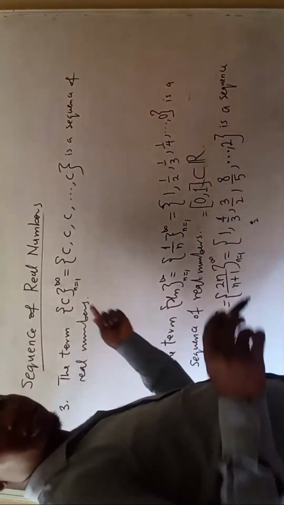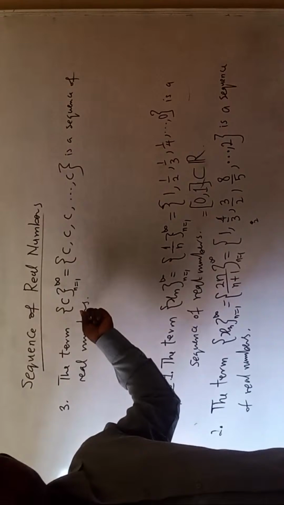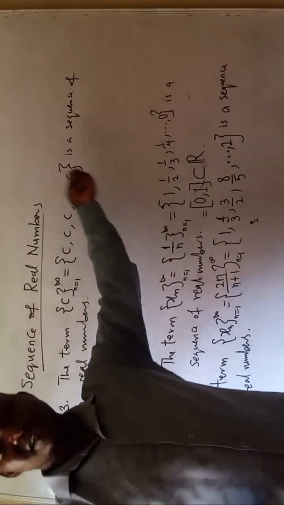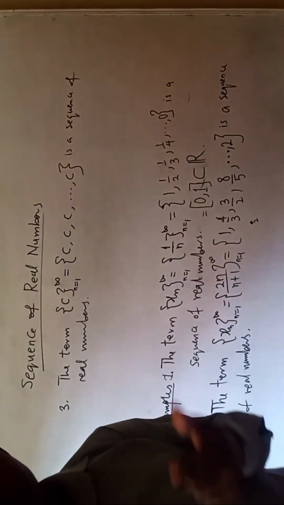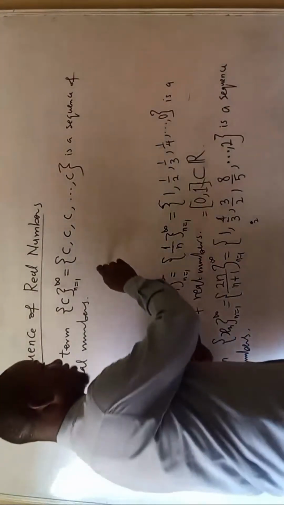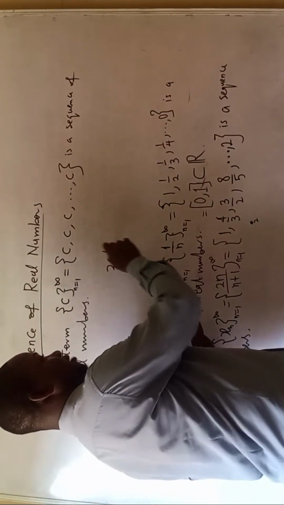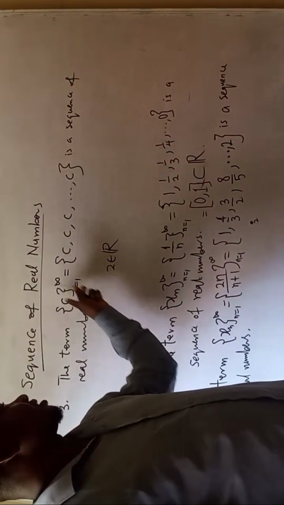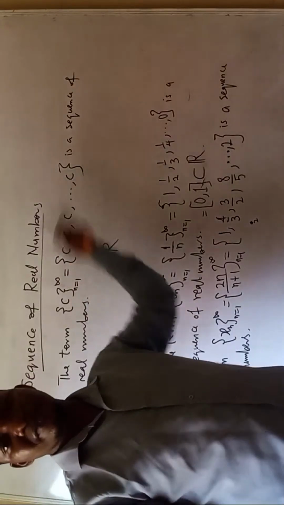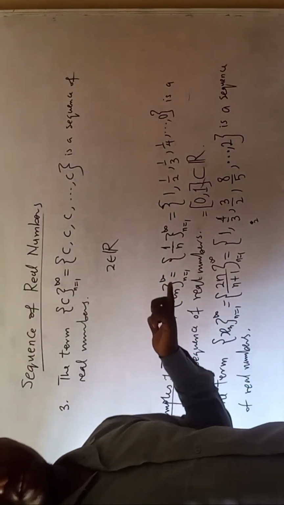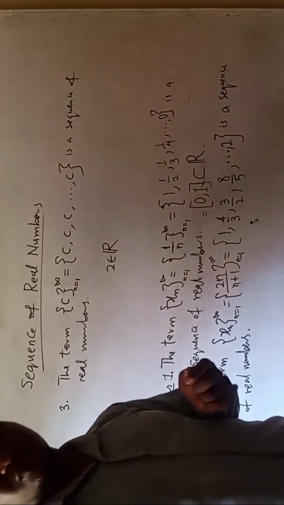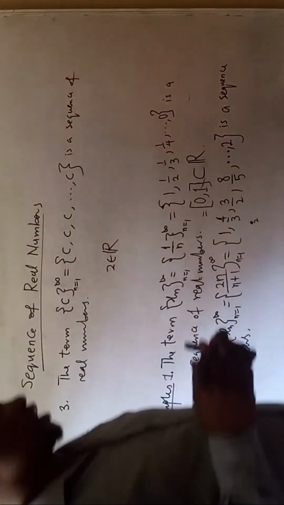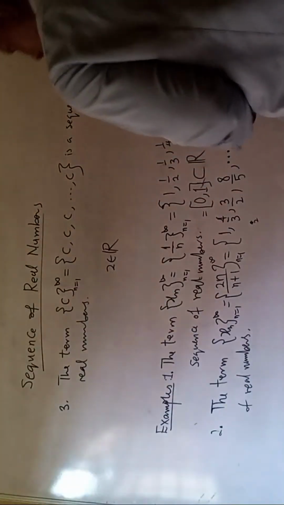For example, if you pick a number 2 and it is repeated every time, 2 is a real number. Or if I say -5, and this is -5, -5, -5, -5, -5 is a real number, and because of that, we call it a sequence of real numbers. Now let us proceed to look at other examples.